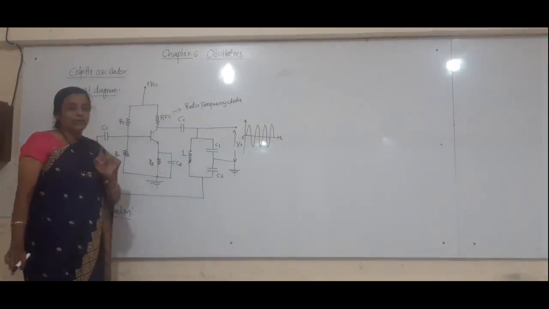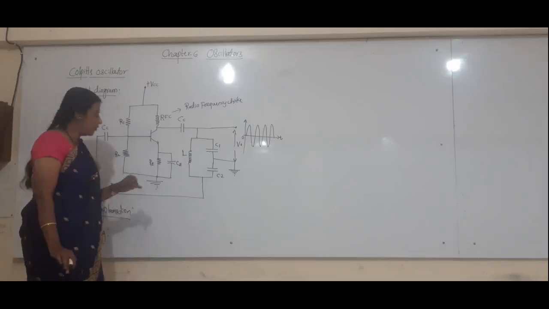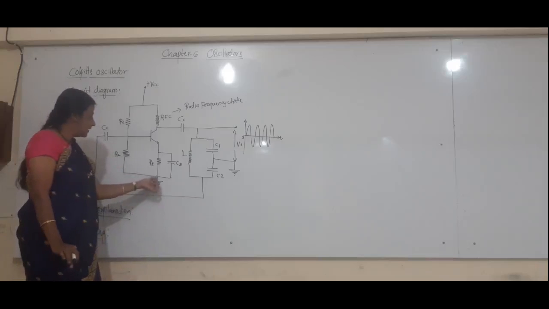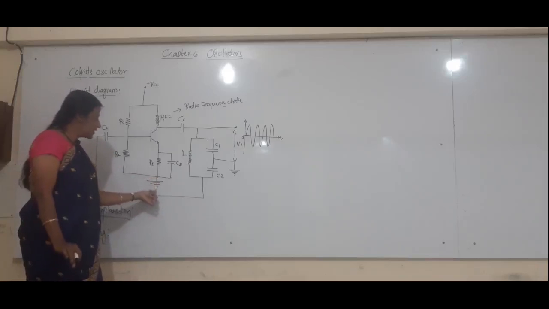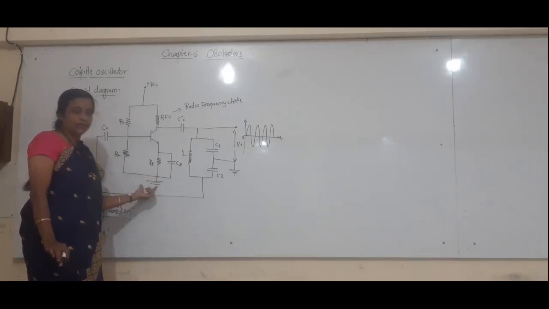Now, be careful while drawing the circuit that the emitter terminal of this amplifier should always be connected to ground. Don't forget to draw it.